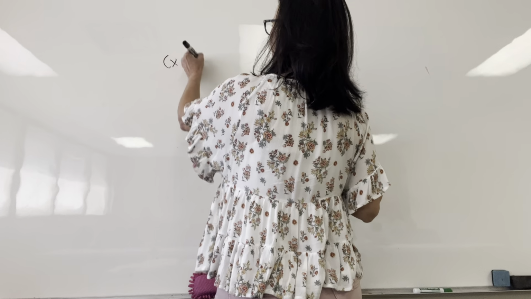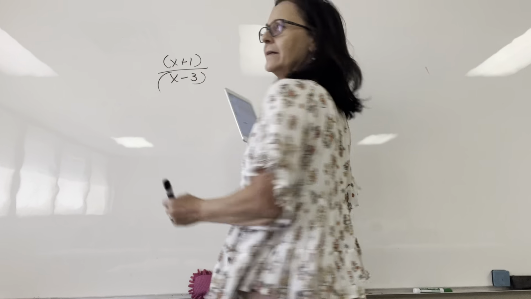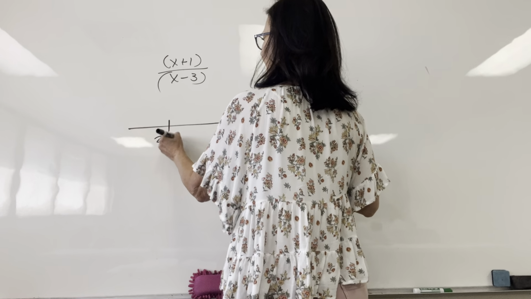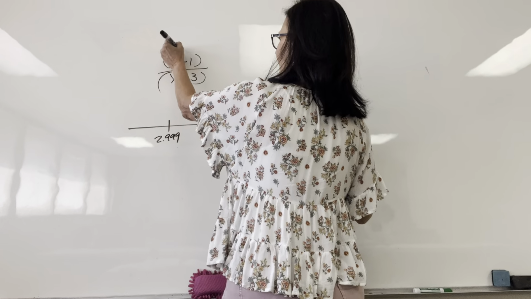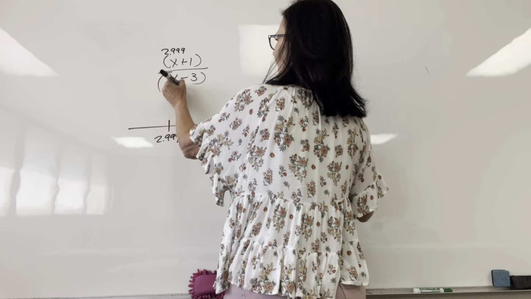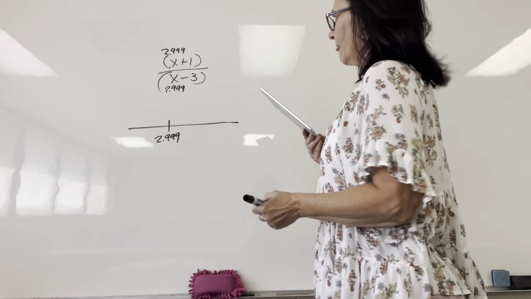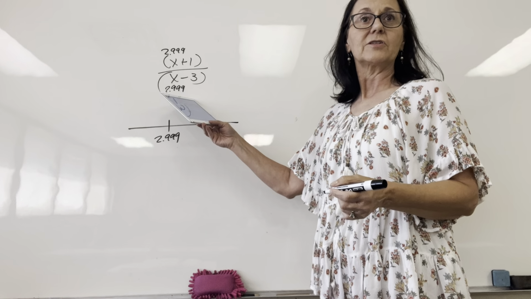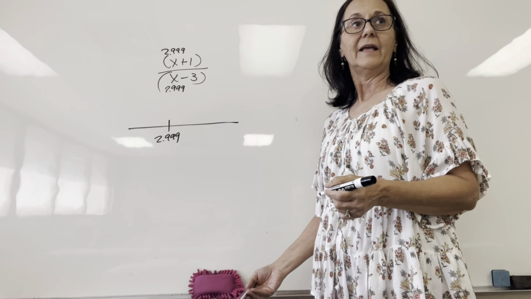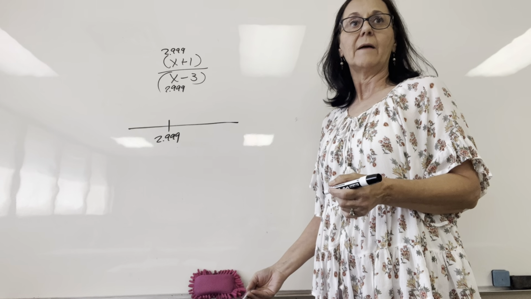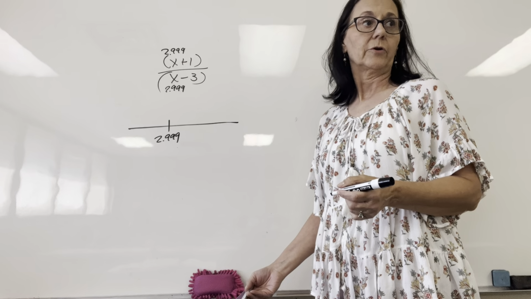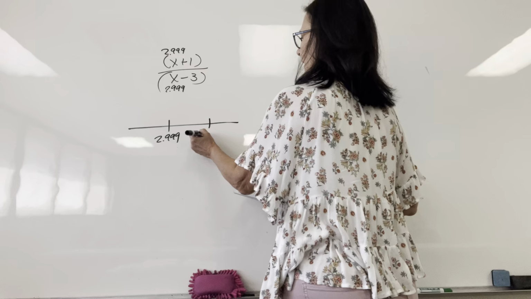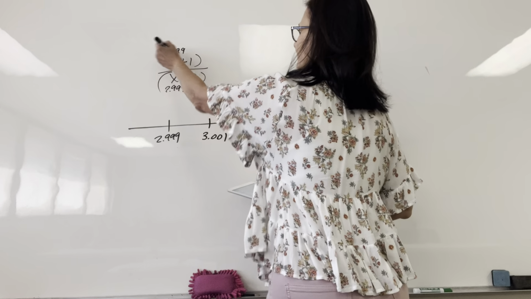So what would I have had then? I'd have had x plus 1 over x minus 3, right? So I would have plugged in 2.999 in here. The denominator is a very small negative number, so it's going to go to negative infinity. Small denominator, big number, big output. And then I'll plug in 3.001.